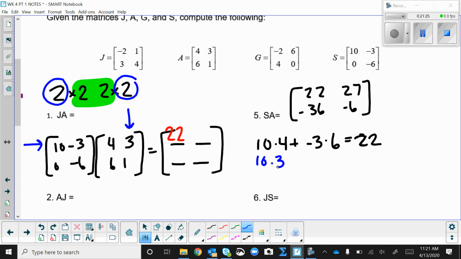Now put your fingers on the second entries. The second entry in row 1, the second entry in column 2. That's negative 3 and 1. You're going to add those things together. That's 30 minus 3 is 27.